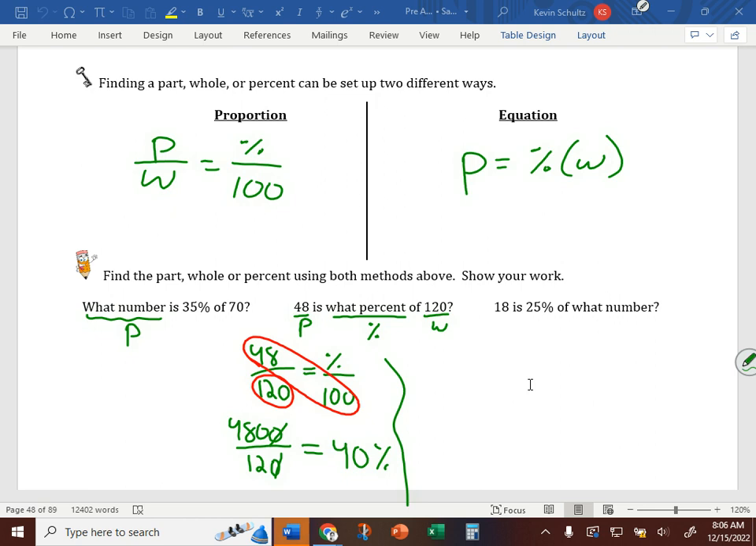Shush. The part is 48. We're solving for the percentage, so we still don't know what that is. And our whole is 120. So this is set up as an equation, right? We're going to have to use equation methods to solve it. What's the method that we've been working with since PO16 when solving an equation?